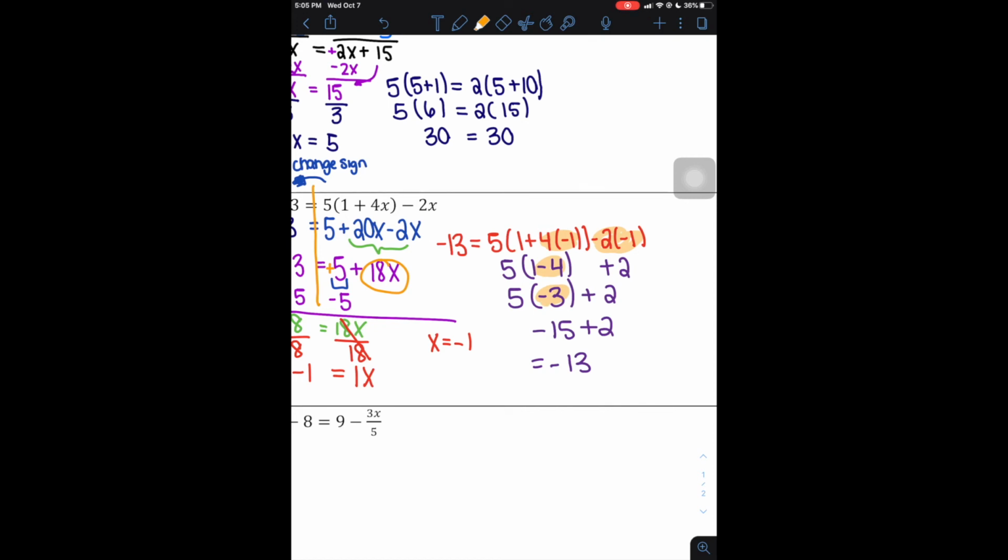And then I distributed that 5, or did multiplication, so I did 5 times negative 3. That's how I got the negative 15. And then I brought down the positive 2 and combined those two terms together since they are like terms. And I got negative 13. And if I look up, I see that those two terms are equivalent to each other.